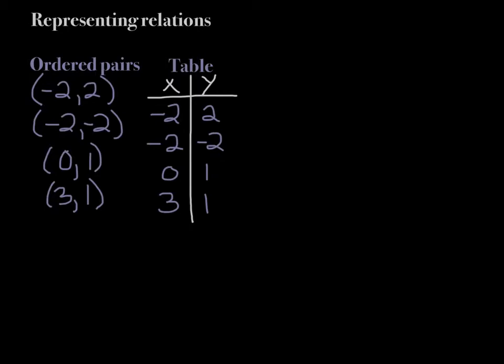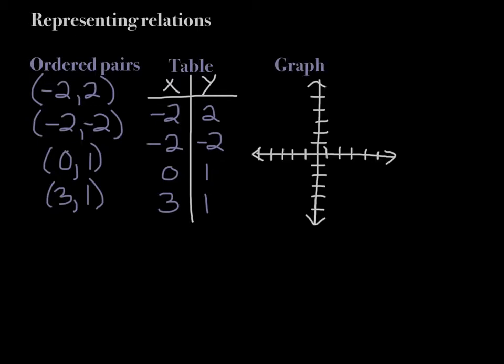We can also represent a relation with a graph, so we could graph everything that was in our table. So for this relation, (-2, 2) would be about right here, (-2, -2) would be right here, (0, 1) would be here, and (3, 1) would be here.